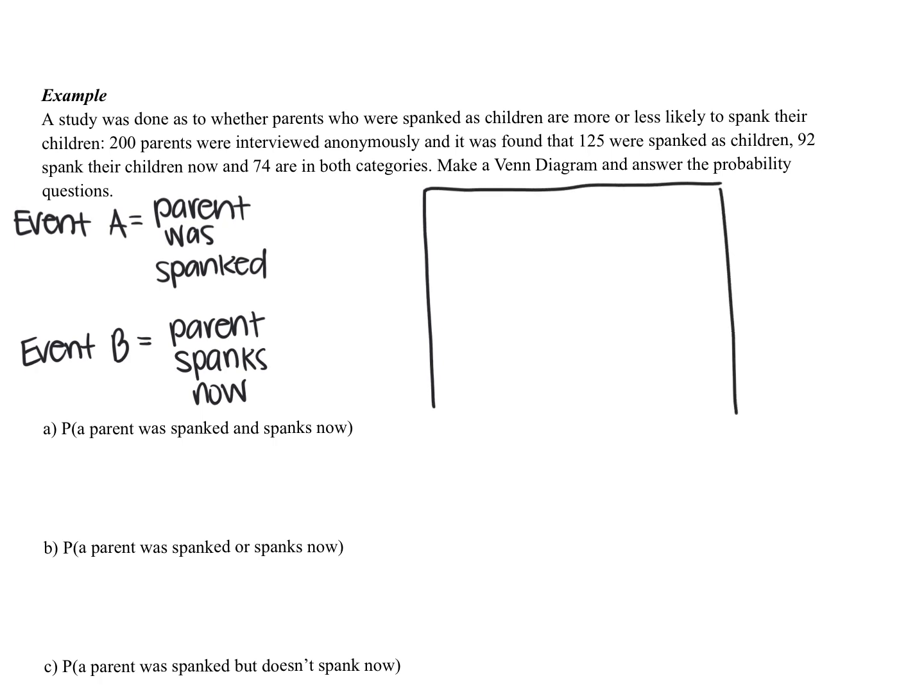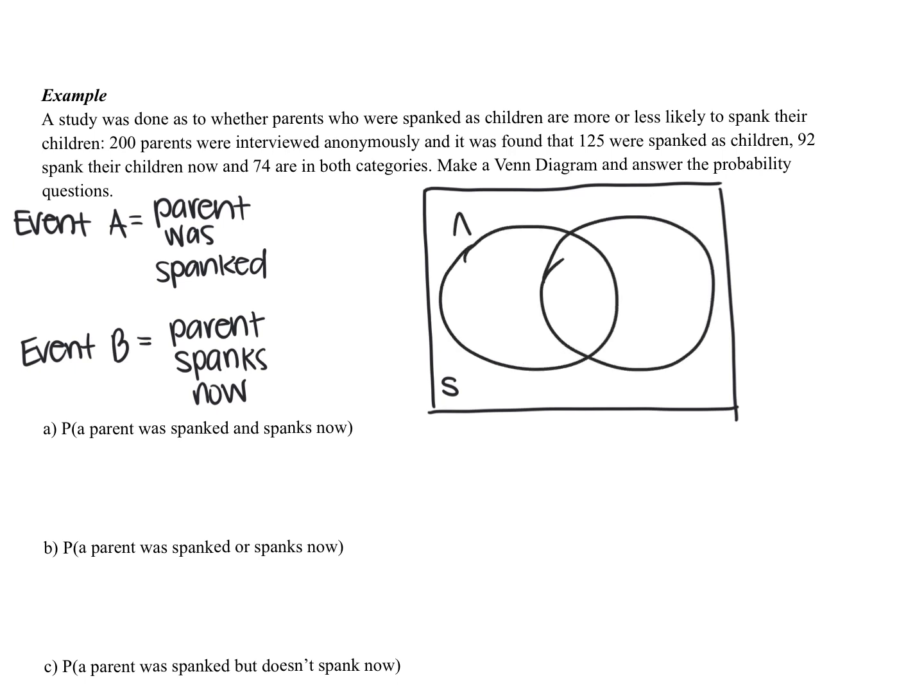So I'm going to draw my sample space. Then I'm going to have my two circles. So I have A and B. When you are completing a Venn diagram, you have to start with the overlap. You have to start with "and." So in this case, I'm starting with my 74. So those are the parents that do both. They were spanked as a child and spank their children now.